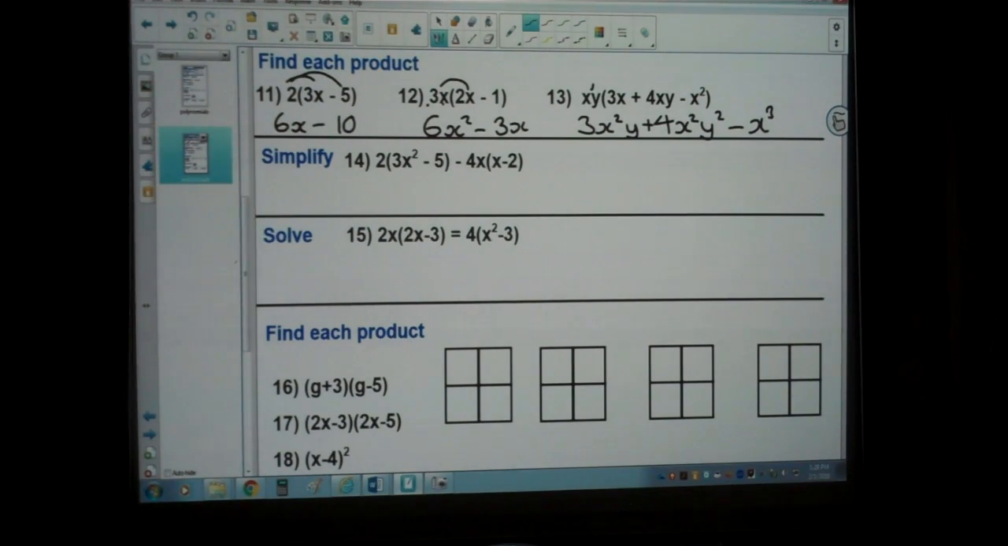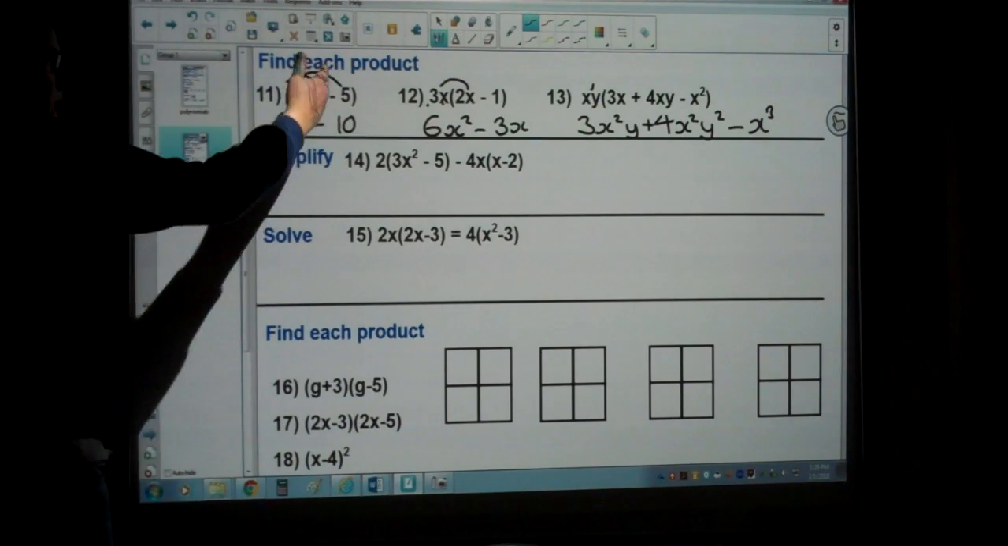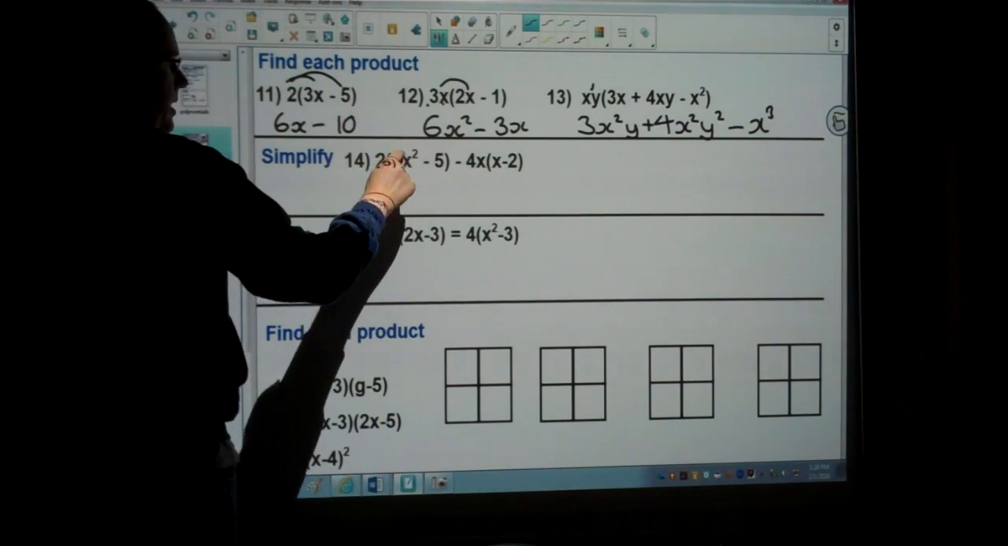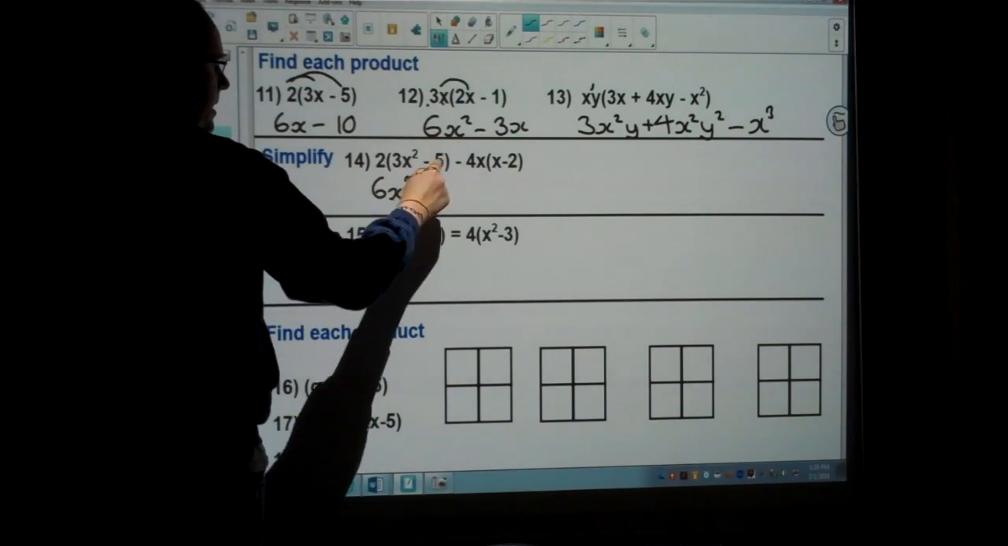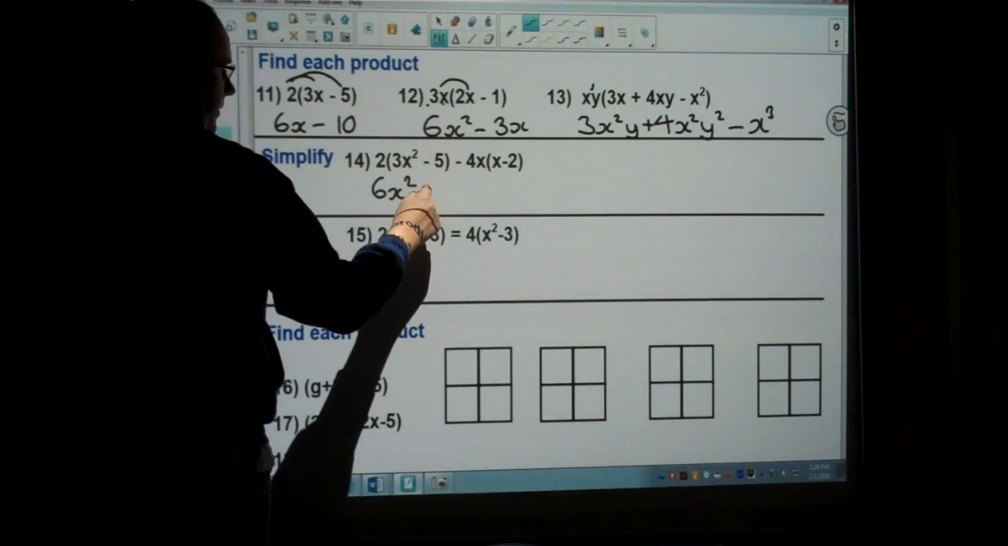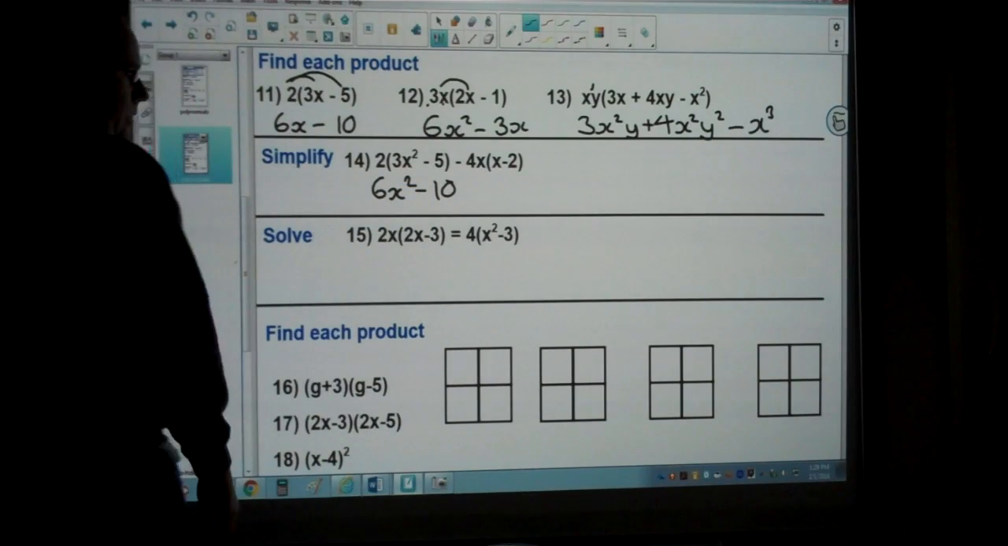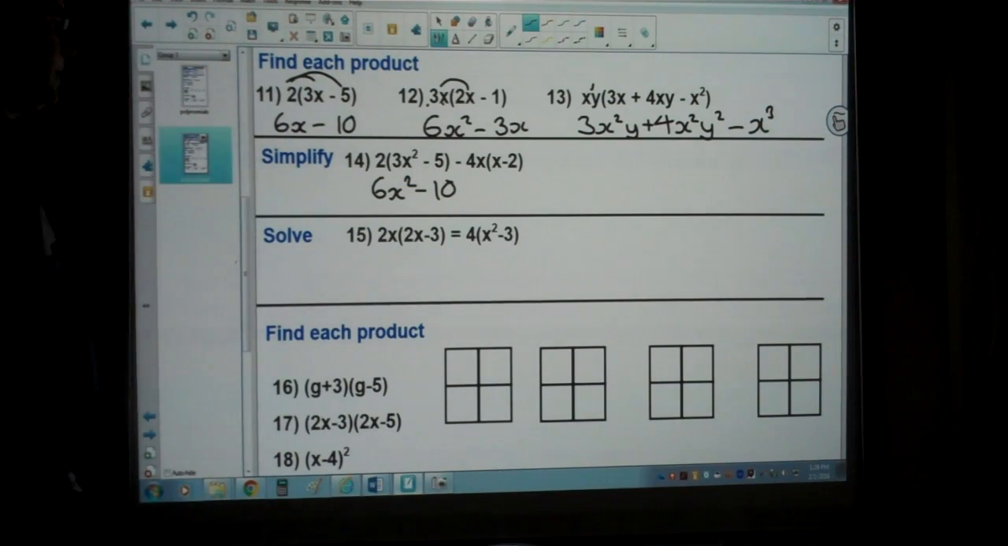Simplify. Now I can see there's parentheses here, so like I did in this section up here, I'm going to go ahead and distribute this first. So 2 times 3x squared, numbers first, 2 times 3. And then letters second, 2 times 5 is 10. And we're going to make it negative 10 because there's a subtract sign there.